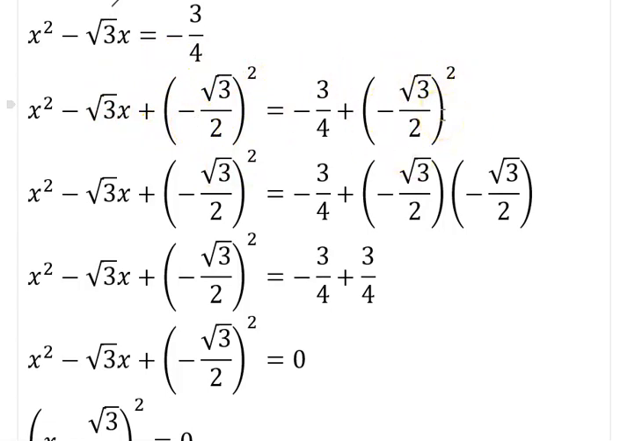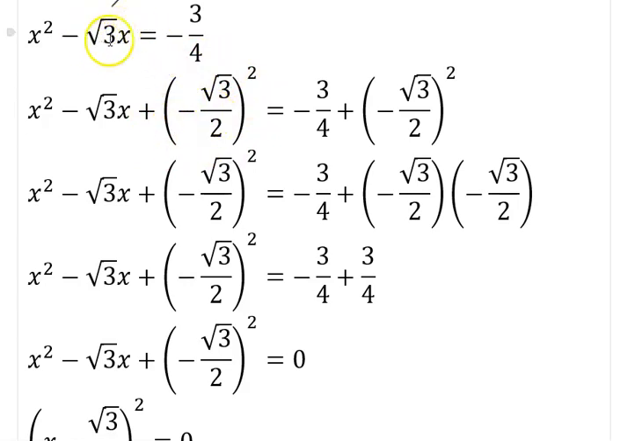You can check our video on completing the square method on this YouTube channel. What you have at the middle here, the coefficient of x, any number, look for the half. The half of minus root 3 now is what? Minus root 3 over 2. That's the half. You square it. This is the square. So anything you have, you add it to what you have on the left hand side.